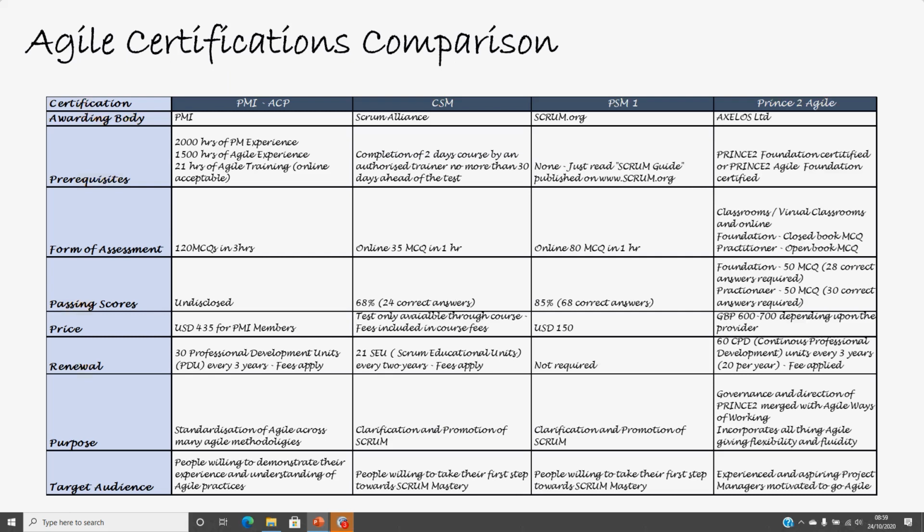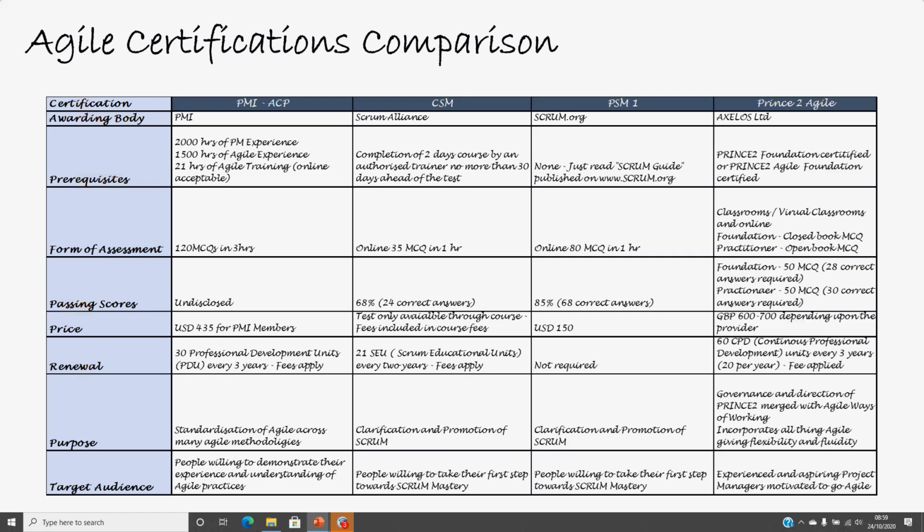The target audience are people who want to take their first step towards Scrum mastery. So this one is only focused upon the Scrum flavor of Agile. It does not cover Kanban, Extreme Programming, Crystal, or anything else. It is only about Scrum. And since Scrum is the most used methodology, it's the most popular methodology as well, that is why it makes sense that you start with Scrum, and probably in future if you want to expand more, you can do that. But Scrum is more than enough to start with.